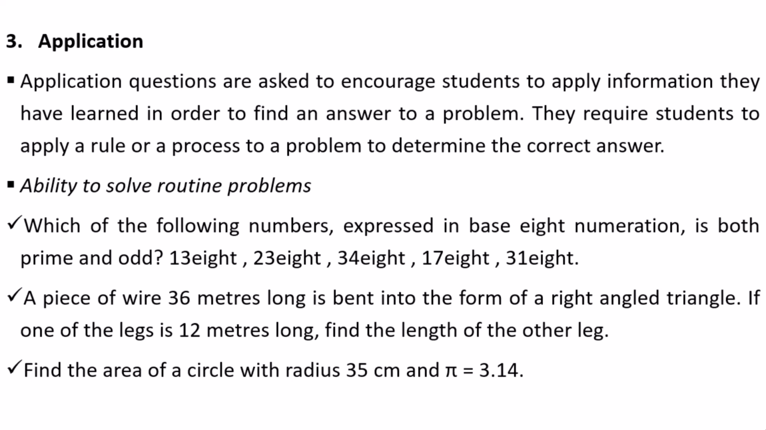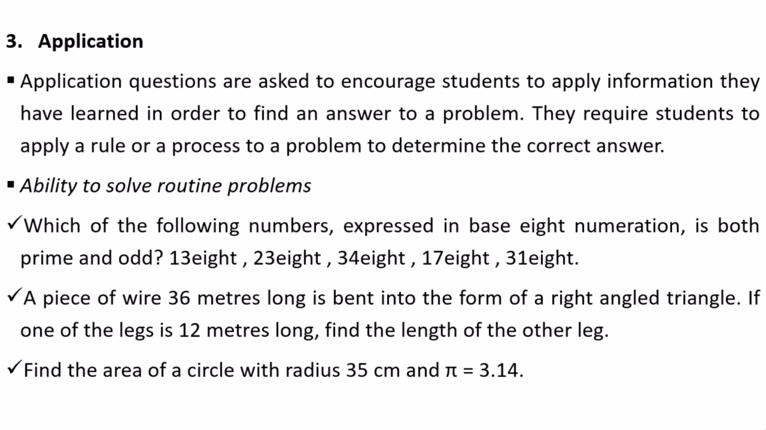So this is another typical application question. A piece of wire 36 meters long is bent into the form of a right angle triangle. If one of the legs is 12 meters long, find the length of the other leg.